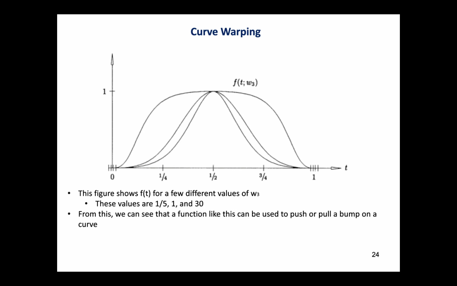Speaking of W sub 3, this figure shows how f of t can change for different values of W sub 3. So as we change the weights, from this we can see that a function like this can be useful to either push or pull a bump on a curve.